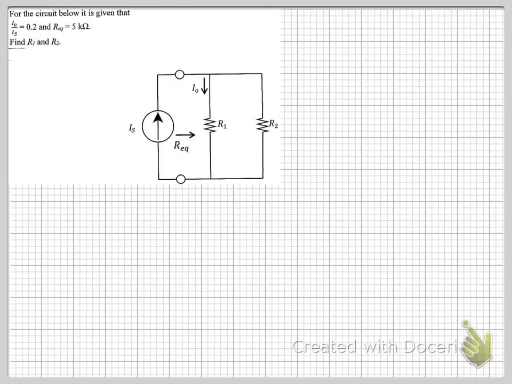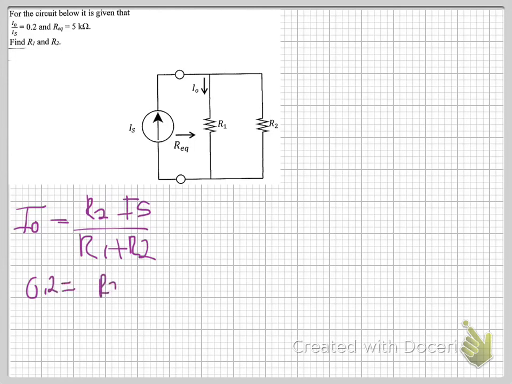This is the next question we are going to be taking a look at. So for the circuit below, it is given that I0 over IS is equal to 0.2 and the equivalent resistance is equal to 5 kilo ohms, and you must find R1 and R2. Okay, so first of all, you know that by current division that I0 is equal to R2 IS over R1 plus R2, right?